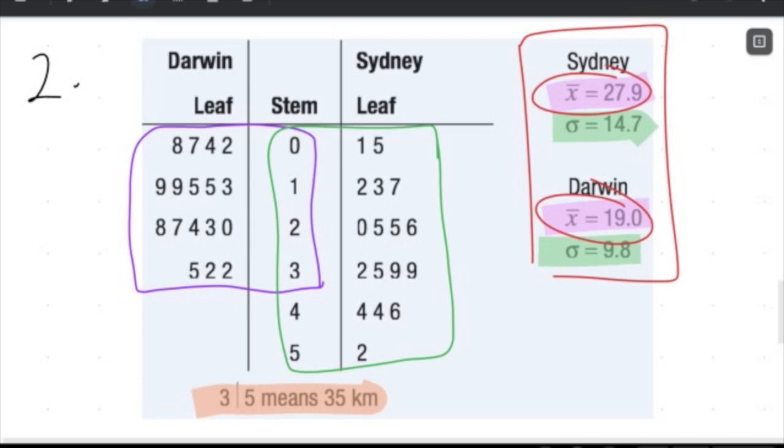But this is just a little introduction to standard deviation. We'll be working with this a lot more in later years, but that'll be it for today's video. This is how we can work with standard deviation, how we can calculate it, and how we can use it to describe the spread of the data.